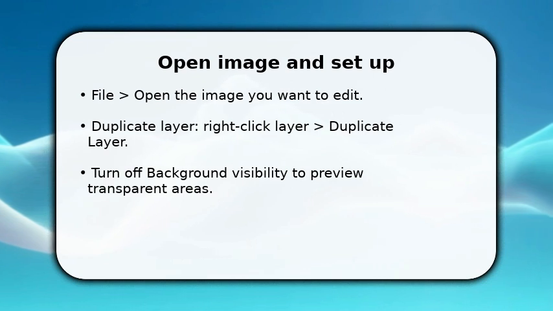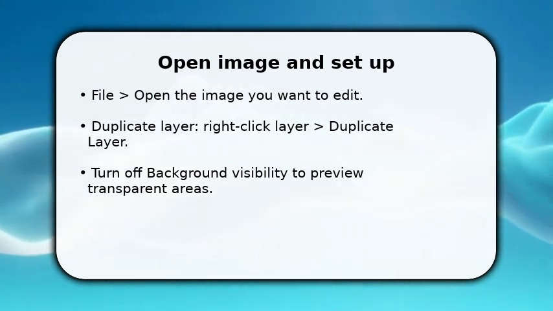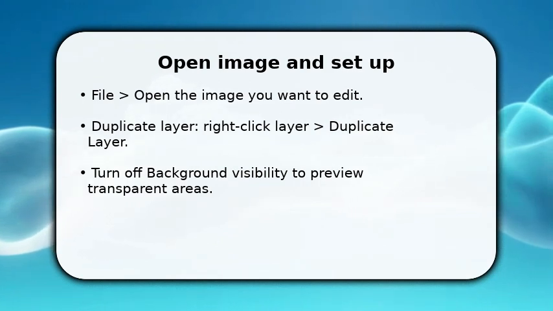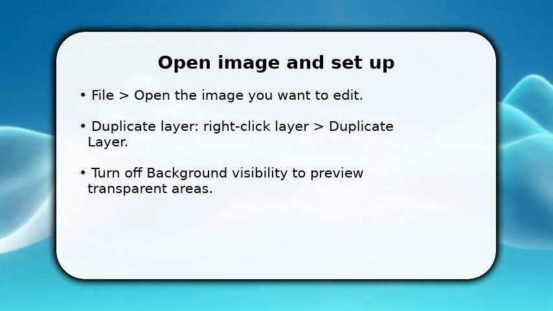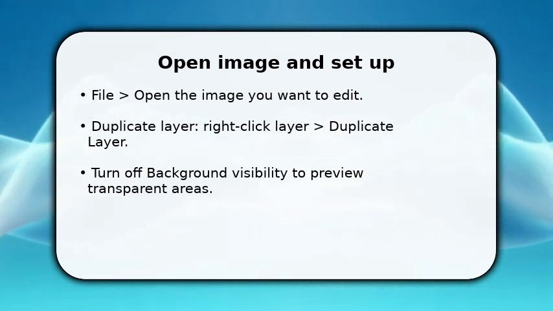Next, choose a selection tool that matches the object. Free select for irregular edges or rectangle/ellipse for simple shapes. Begin a loose selection around the object. You don't need to be perfect because you'll refine the edge next.